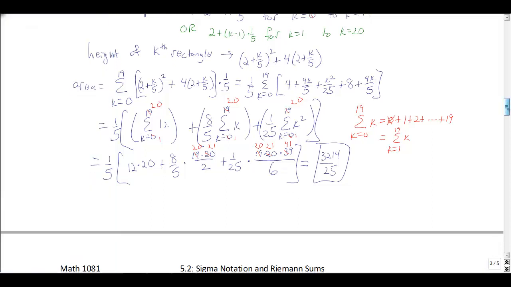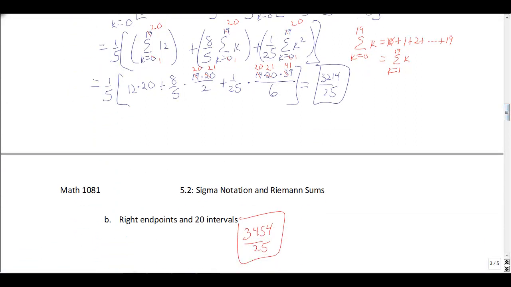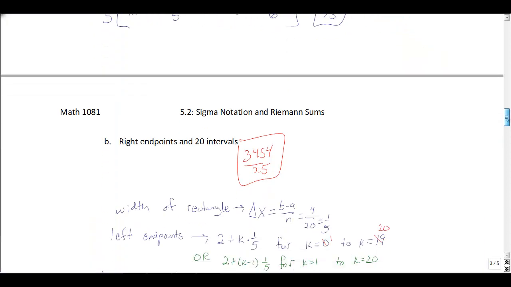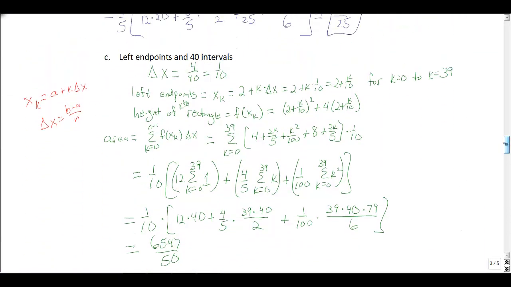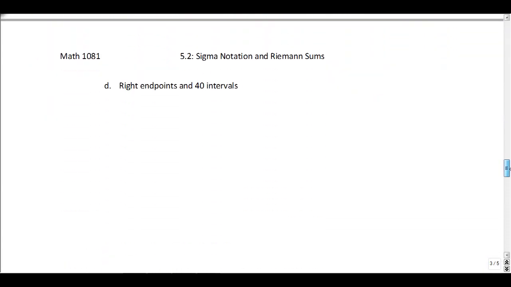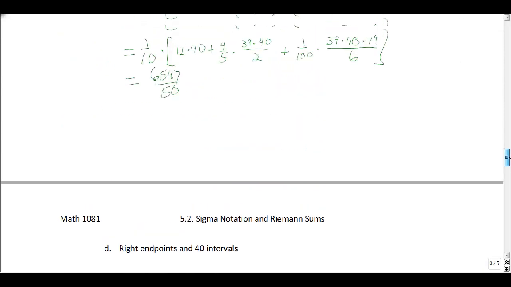Note the upper estimate we had before was 3454 over 25. So this should be too big. Should be so really 138.16. So we're somewhere between 130.94 and 138.16 for the true area beneath this curve. And now this was left endpoints with 40 intervals. You can do right endpoints and 40 intervals.